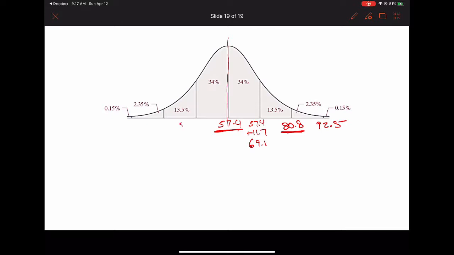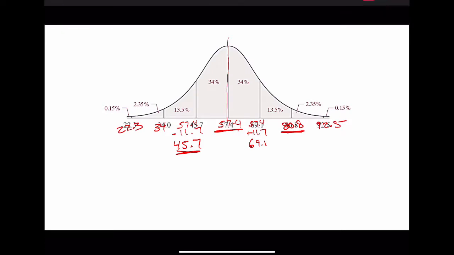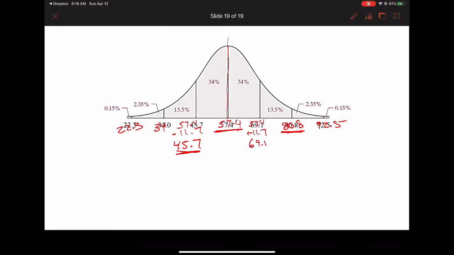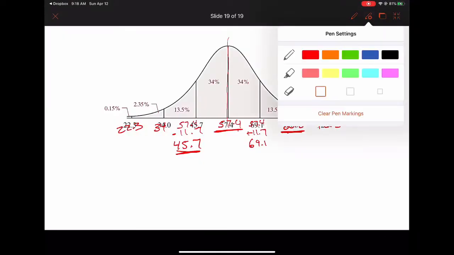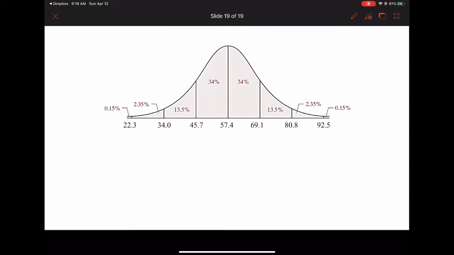Now I'm going to go the other direction. So I'm going to take 57.4 minus 11.7. And then I get that this is 45.7. I'm going to subtract another standard deviation from that, and you'll get 34 here. I'm going to subtract one more standard deviation, and this is 22.3. So I have all of these nice pretty numbers here.